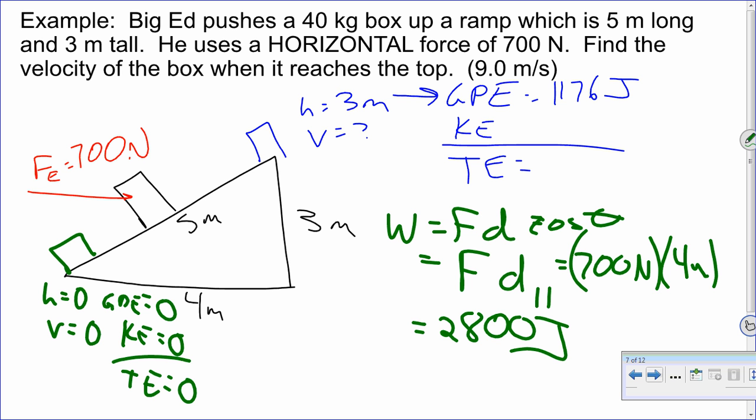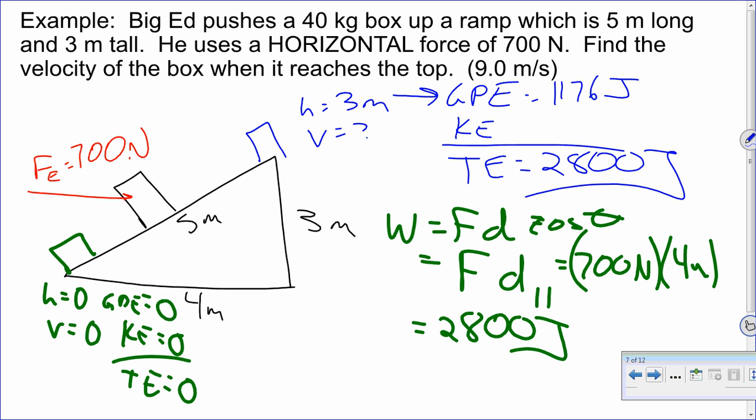Now, if you wanted to, you could find the angle and you could do FD cosine theta and you'd still get the same answer. So if I lost you on that little shortcut, that's cool. Find the angle and then do FD cosine theta and you get the same answer. Make sense or no? All right, great. So why do we care about the 2,800 joules? It means we gained 2,800 joules of energy. So the total energy here ought to be 2,800 joules.